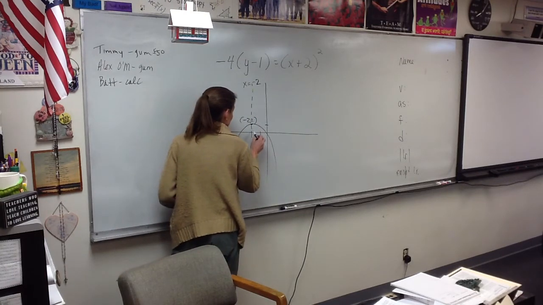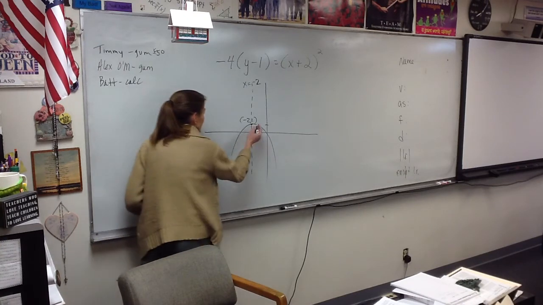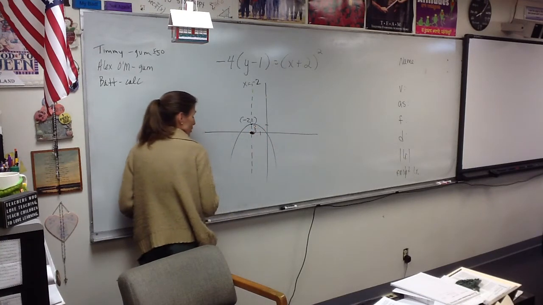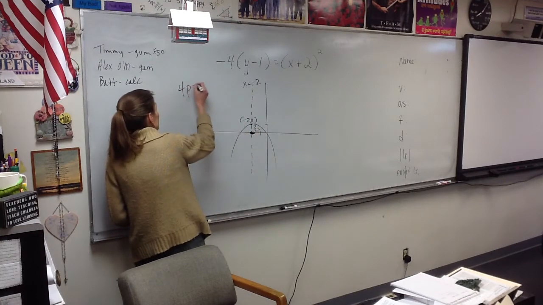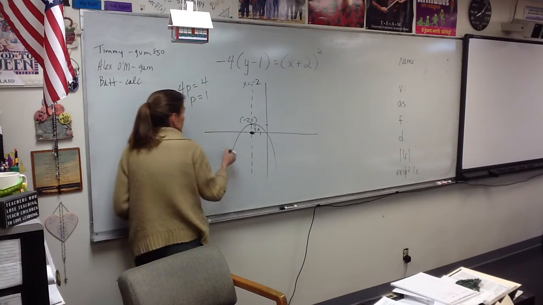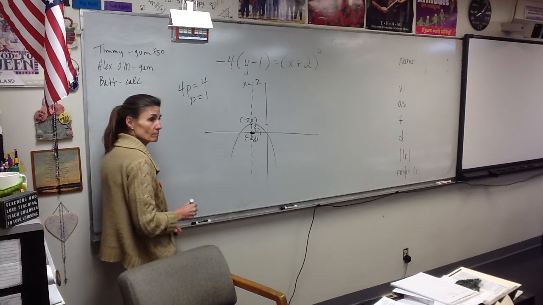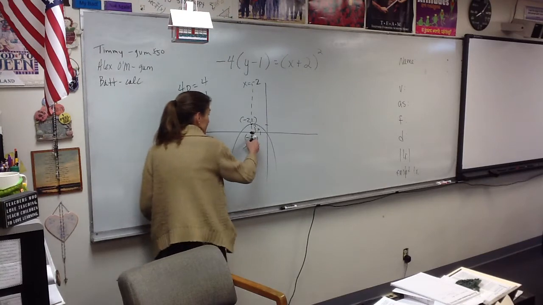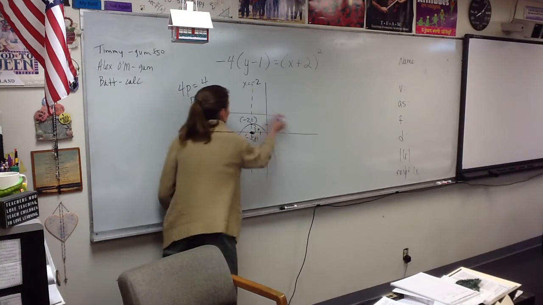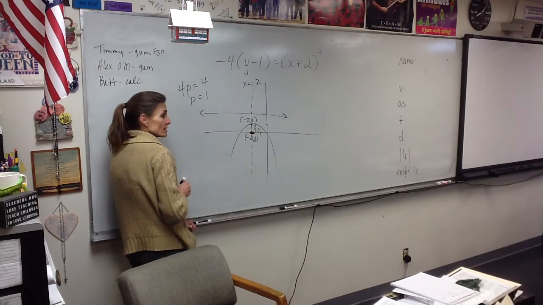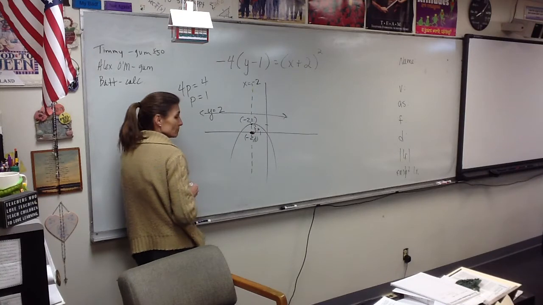Here's my focus. How far down do I need to go? 1. Because 4p is 4, so p is 1. If I come down 1, I'm at (-2, 0). So my focus is at (-2, 0). If I came down 1 for my focus, I'm going to go up 1 for my directrix, so that will be the line where y equals 2.